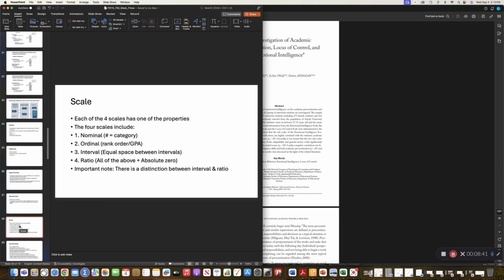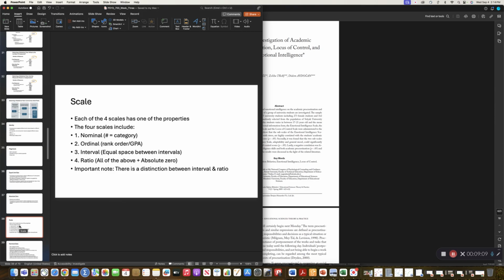So each of the 4 scales has one of the properties. The 4 scales include nominal, which is categorical data, ordinal, which is rank-ordered data, interval, which includes equal spaces between the intervals. Ratio has been called the mother of all scales because it includes all of the above. The numbers say something to us about the category, the magnitude, the equal intervals between, and the absolute 0.